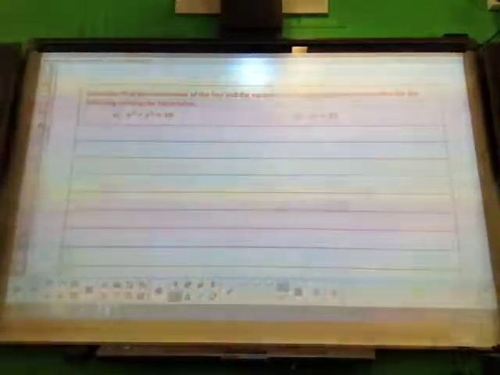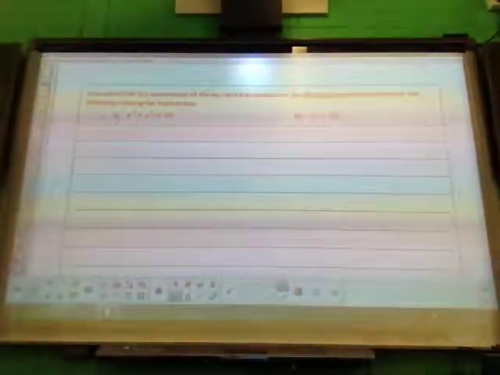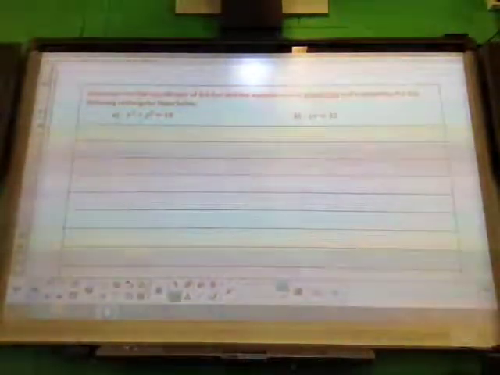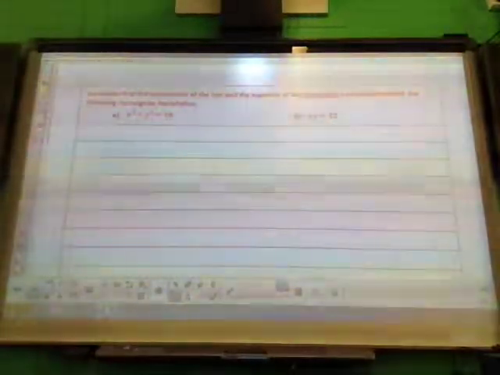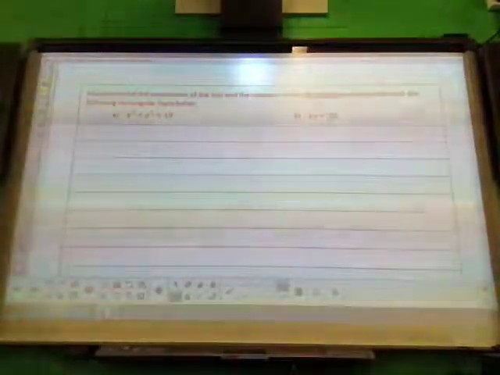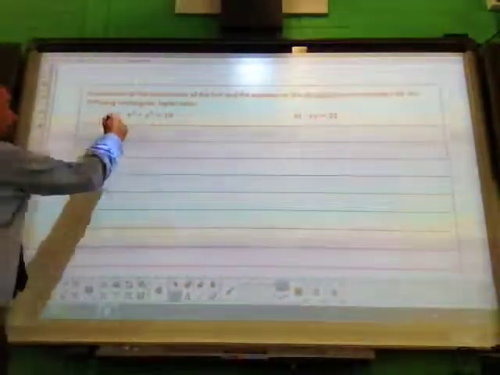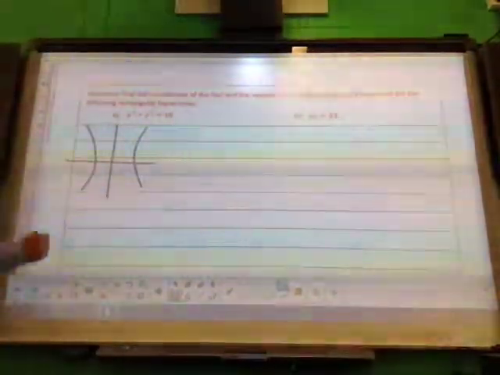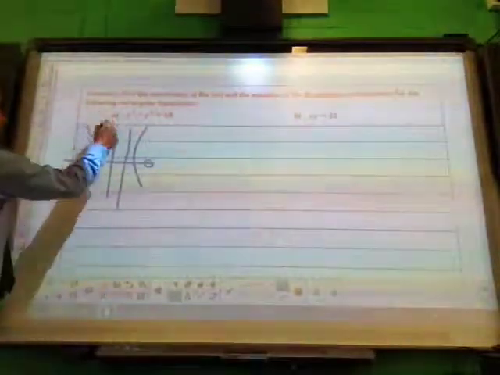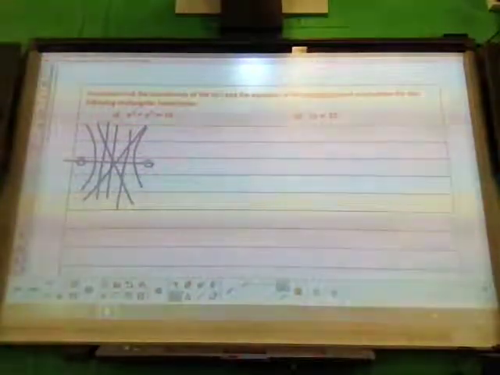Okay, and I've just said that because we've got two different formats of the rectangular hyperbola there. Alright, so we're going to find the coordinates of the foci and the equation of the directrices and asymptotes for the following rectangular hyperbola. Okay, so when you have x squared take away y squared, it is this one. So foci are here and here, directrices are here and here, and asymptotes are there and there. This is just like you've been treating any other hyperbola in this topic.